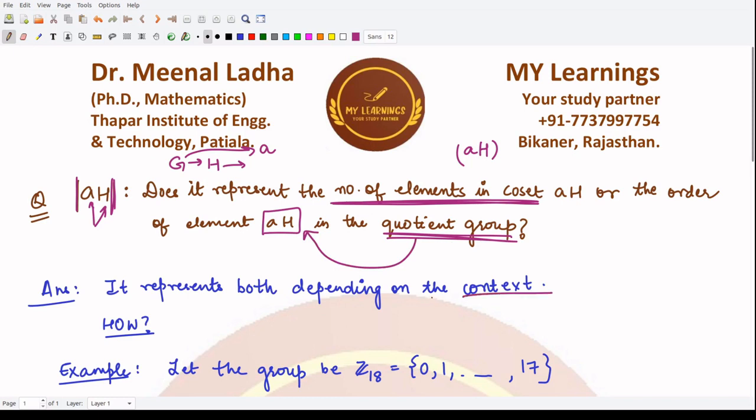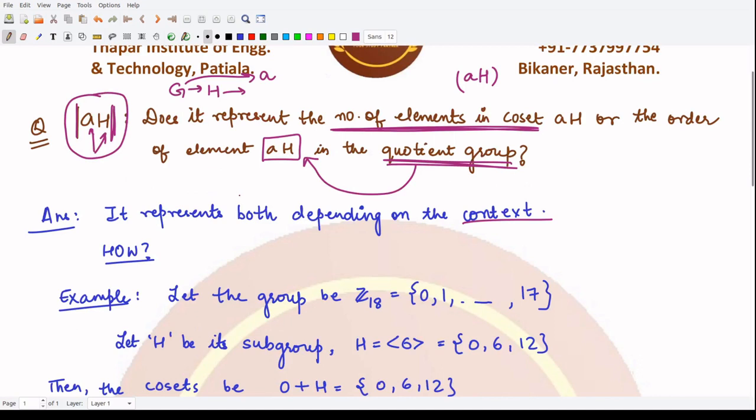So it would depend upon the context that we are studying. For example, let me give you an example where we represent both the instances of this mod AH. What does it represent in different cases? So let's see an example where we take our group to be Z18, addition modulo 18 group of integers. So it contains the elements 0, 1, 2, 3 up to 17, and the group operation is addition modulo 18, correct? So here we take H to be a subgroup of it, and we define it to be generated by the member 6.